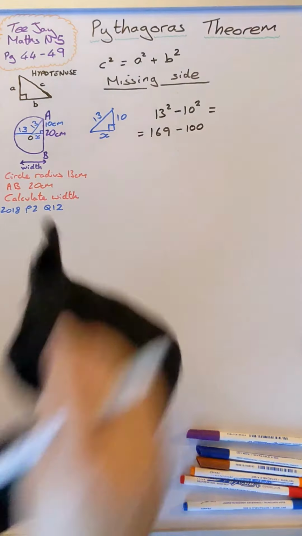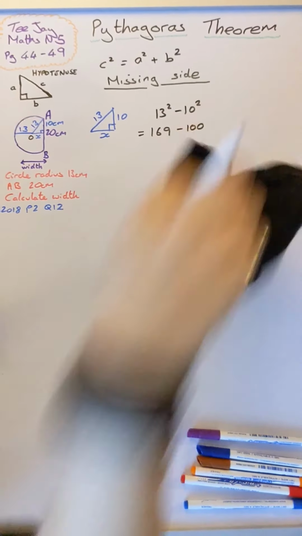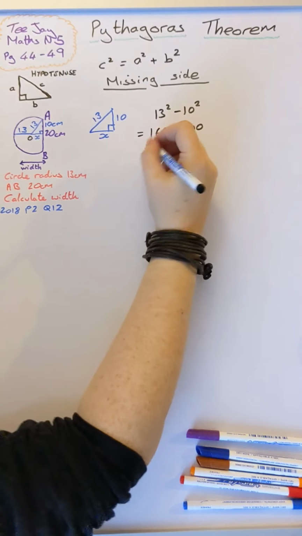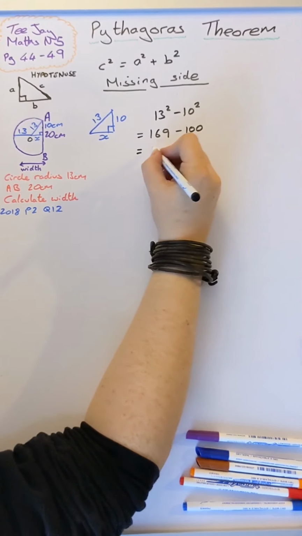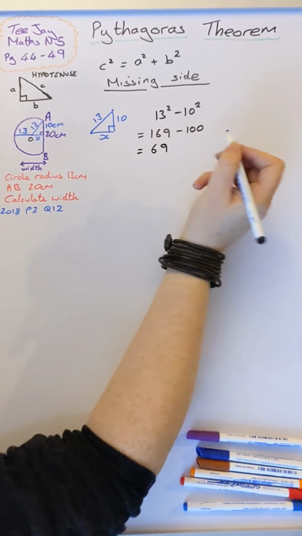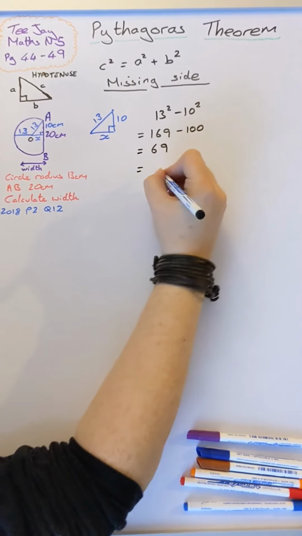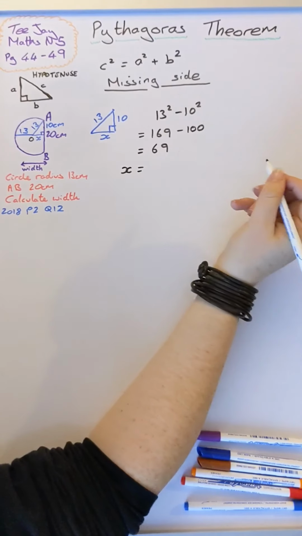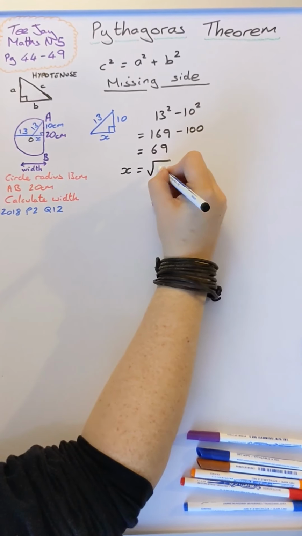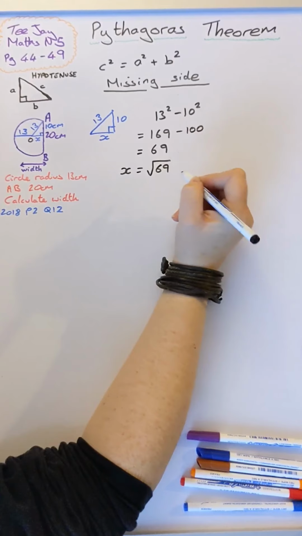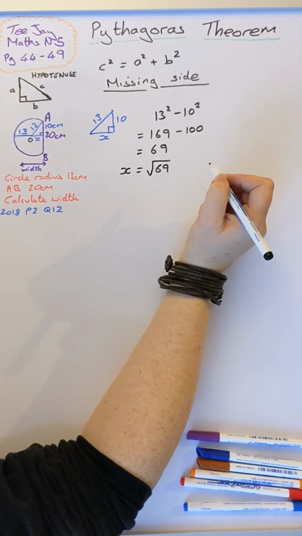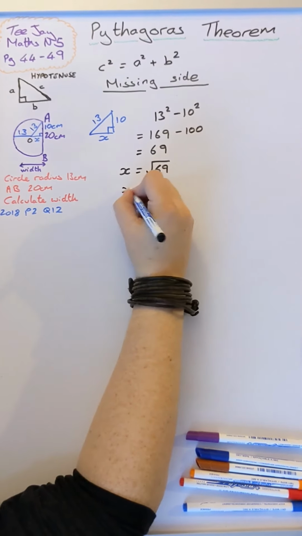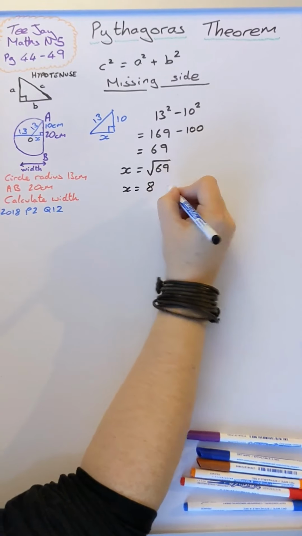13 squared is one of those famous ones. You start spotting them in the questions quite regularly. So 169 take 100 is 69. And what we're actually looking for, x, is the square root of 69. Now, unfortunately, that is not a nice number. What we get there is 8 and a bit.